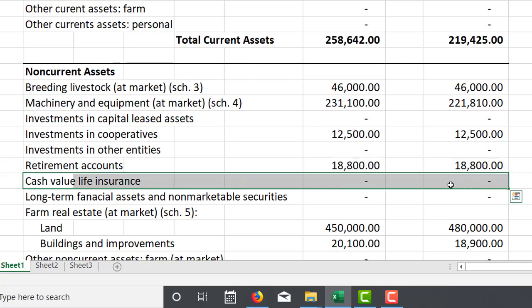It's not unusual for businesses to take out cash value life insurance policies on the main operator of the business or the CEO of the business. That way, if they pass away, there's an insurance payout in order to cover the financial liabilities of the business.